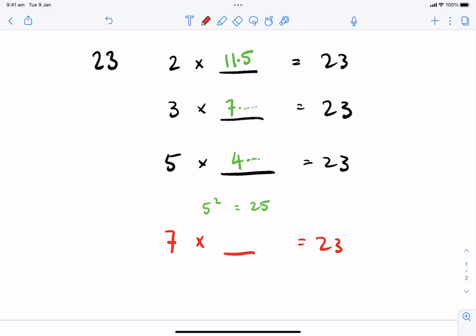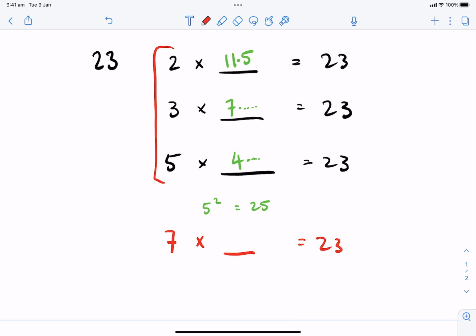Because 7 times 7 is 49, so that's too large. So it's going to have to be one number lower than 7. But if there is such a number, then that means that number is also a factor, and I know, because I've gone up to 7, that I would have found it already. It would have to be one of these kinds of numbers.